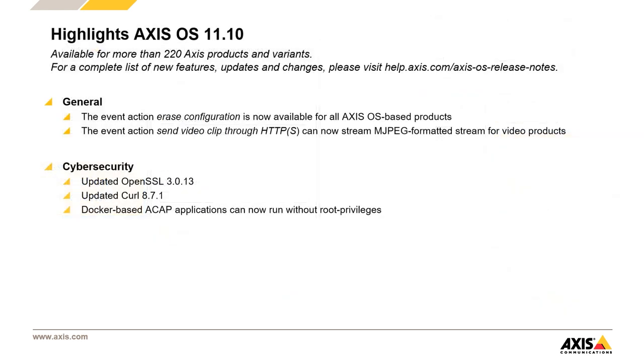And also, as we do with almost every Access OS release, we upgrade some of our software components, such as OpenSSL and curl, for patching recently discovered vulnerabilities. And now it was just time again. And at the same time, Docker-based ACAP applications got an improvement and are now able to run without root privileges, so that we can adapt them more to a least privilege-like architecture in the operating system.